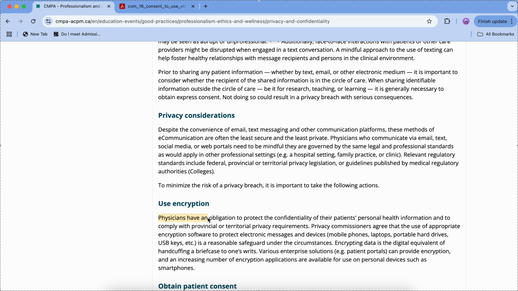Physicians have an obligation to protect the confidentiality of the patient's personal health information and to comply with the provincial and territorial privacy requirements. The Privacy Commissioner agreed that the use of appropriate encryption software to protect electronic messages and devices like mobile phones, laptops, portable hardware, and USB keys is a reasonable safeguard under the circumstances. Encrypting data is the digital equivalent of handcuffing a briefcase to your wrist. Various enterprise solutions like a patient portal can provide encryption, and an increased number of encryption applications are available for the use of personal devices such as smartphones. So it's just to tell you that you can use a few of these things to make it as secure as you can.